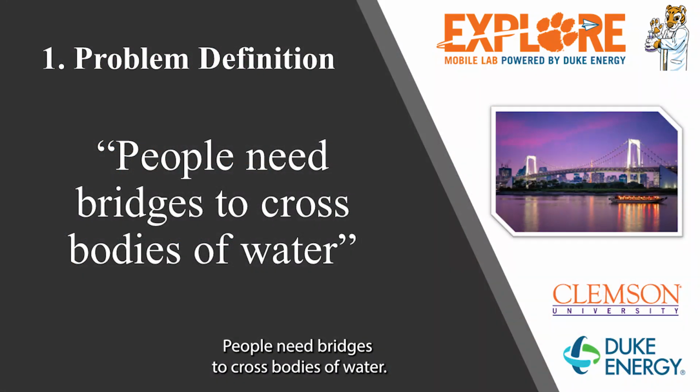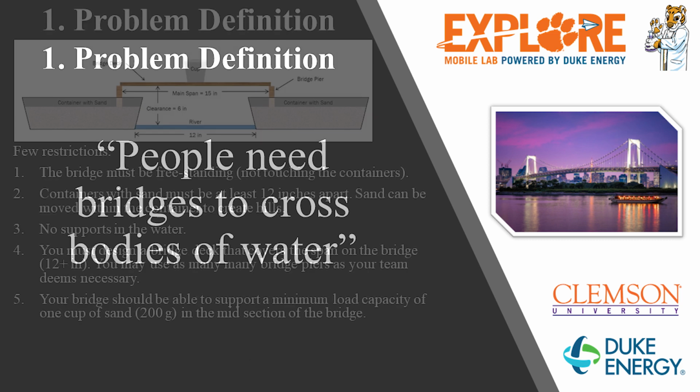People need bridges to cross bodies of water. Bridges solve a very common problem for mankind. There may be two major cities separated by a large river. If we need to send goods to the other side, we could go around the river or we could cross it by boat. To make transportation of people and goods faster, we build bridges.